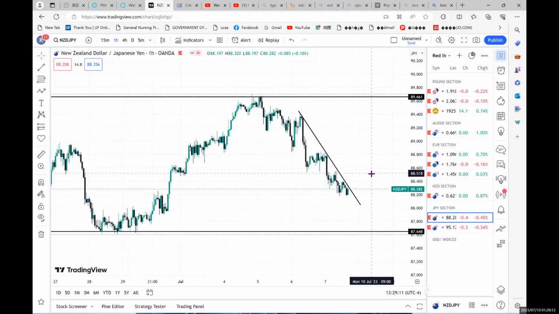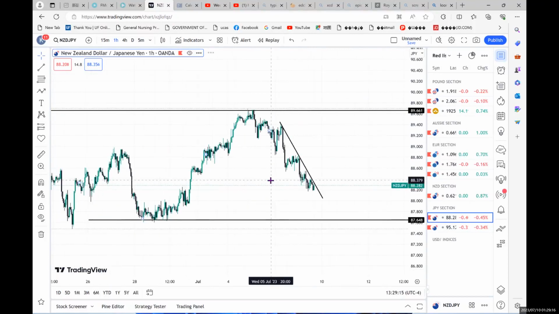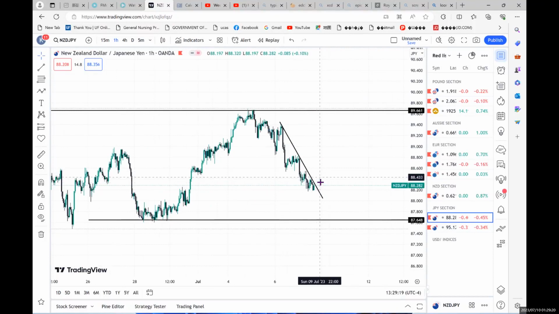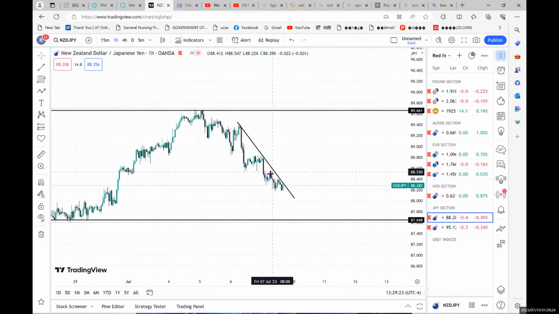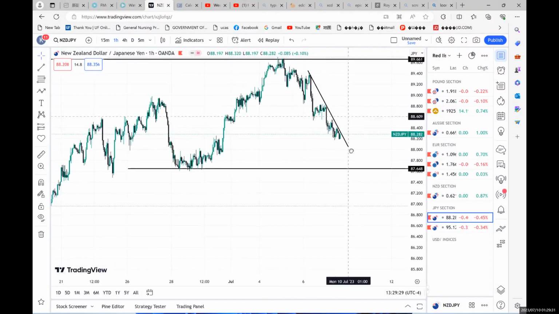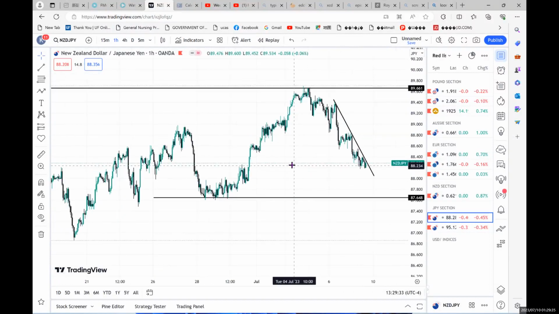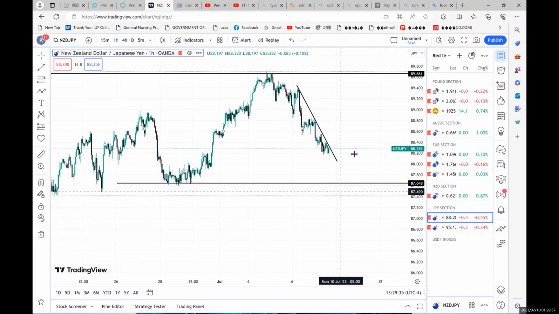So I'll just be waiting to see what price does. It would be nice to see price break out of this resistance trend line and start breaking some highs and continue back up, because I would like the buys since price is overall bullish. So I'm more favoring the buys for NZDJPY than the sells.